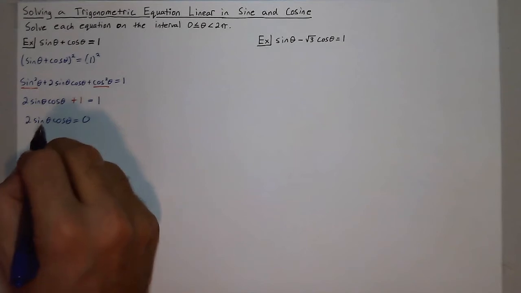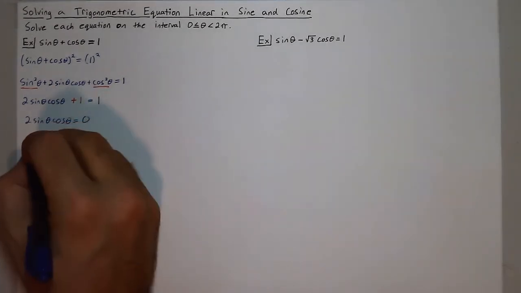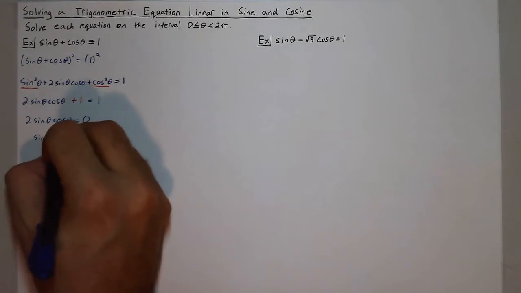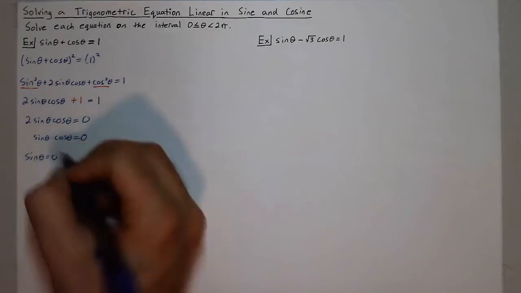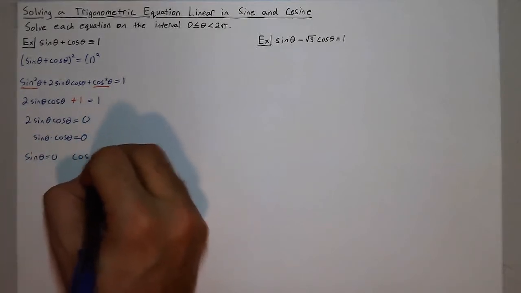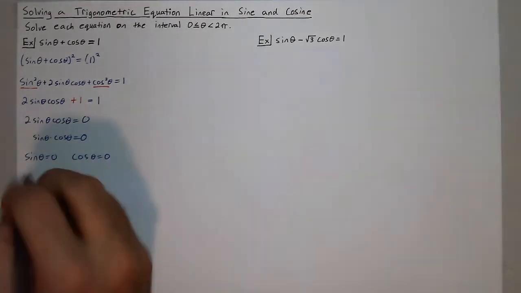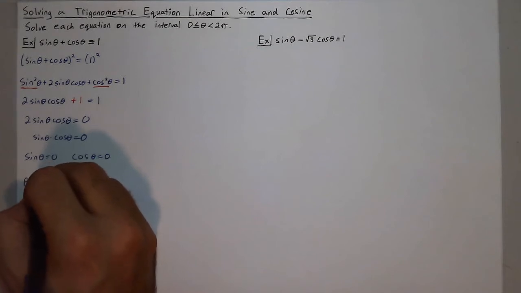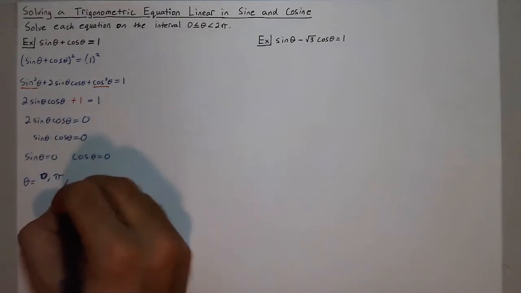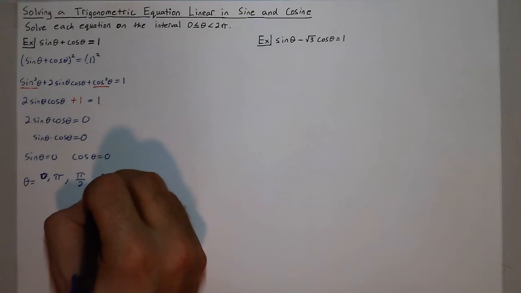So now I have factors that I can set equal to 0. After I divide by 2, I see I have sine theta times cosine theta is equal to 0. So either sine theta is equal to 0 or cosine theta is equal to 0. And all the solutions on the interval that make this happen: sine of theta is equal to 0 at 0 and pi, and cosine is equal to 0 at pi over 2 and 3 pi over 2.